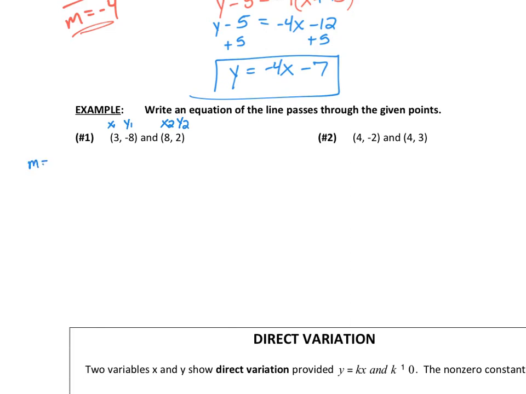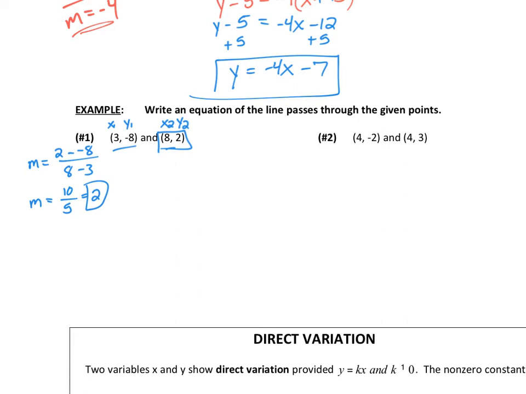So slope, or m, equals 2 minus negative 8 divided by 8 minus 3. 2 minus negative 8 is 10. 8 minus 3 is 5. So the slope is 2. Once you find the slope, you just take your slope and one of these points. I'm going to take the second point. You could take either point and it's going to work out. So now we write the equation.